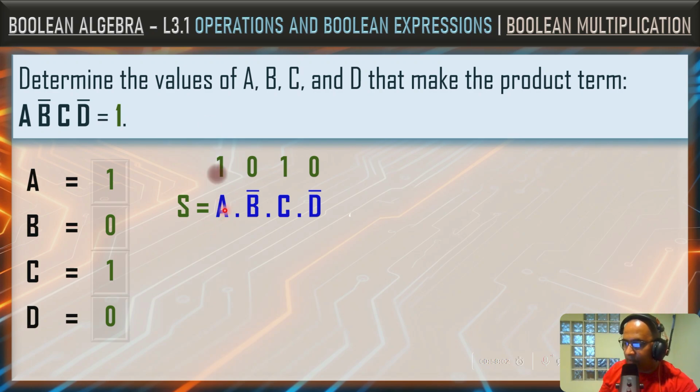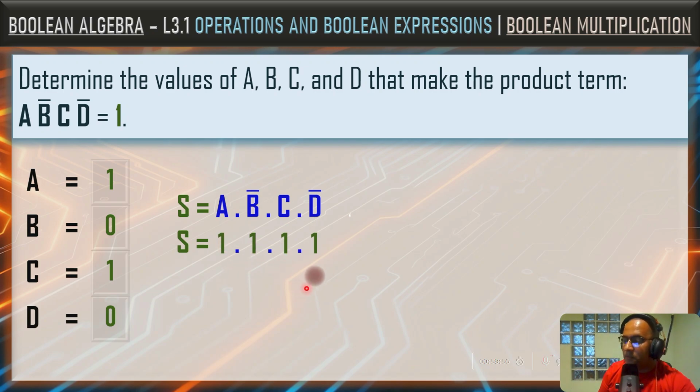So A remains 1, C remains 1. B negated and D negated will become 1, like this. Alright, 1 times 1 times 1 times 1 equals 1. Just remember the electric circuit with switches connected in series. In this case, the circuit has 4 switches connected in series. That is, each switch must be on for the lamp to light up.